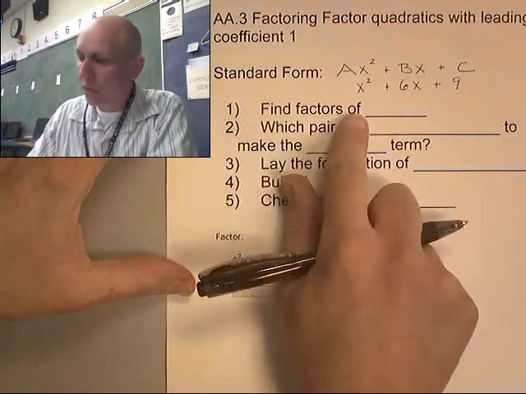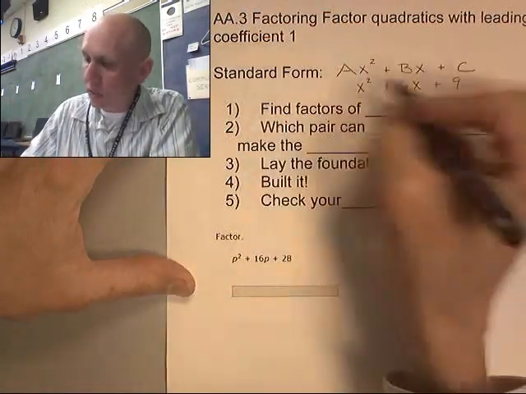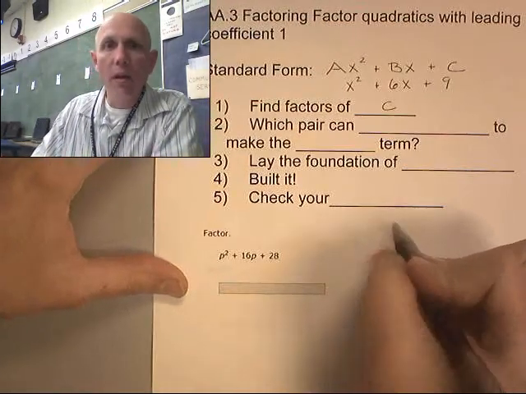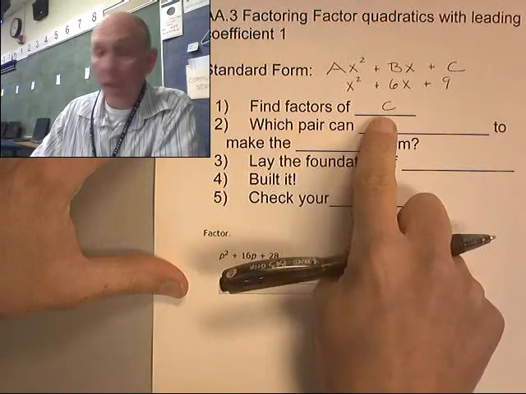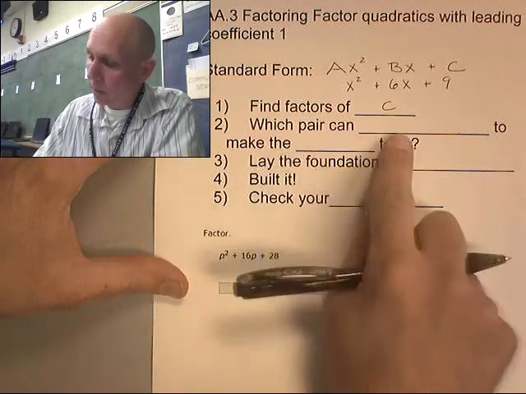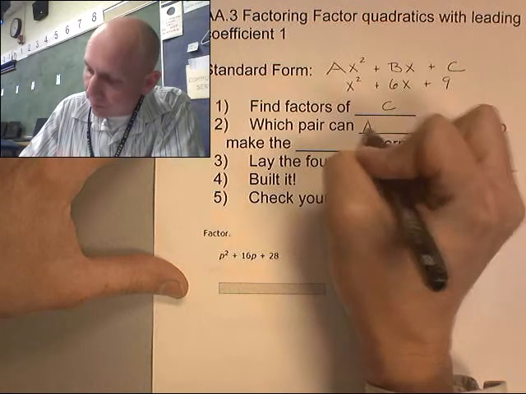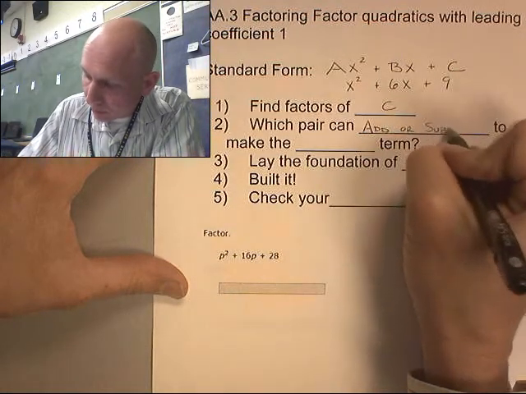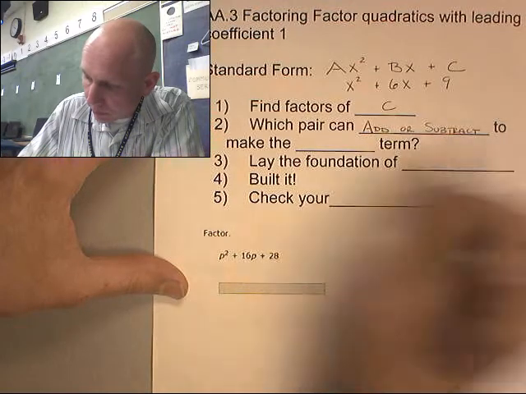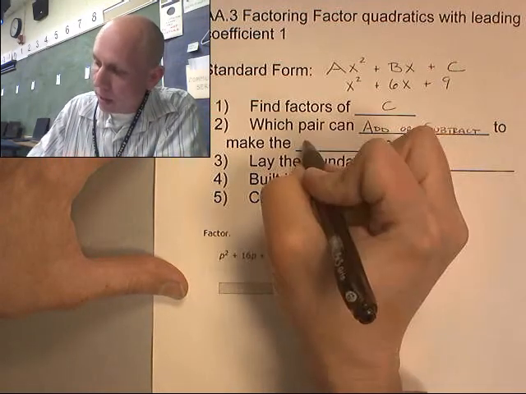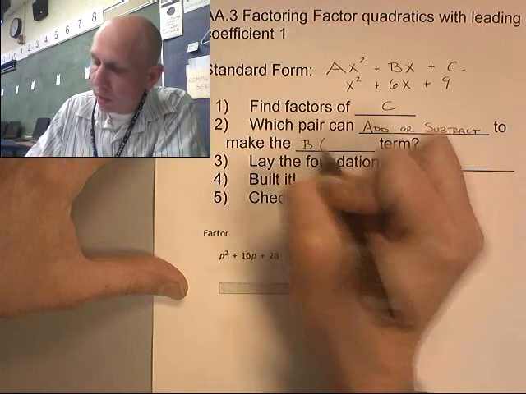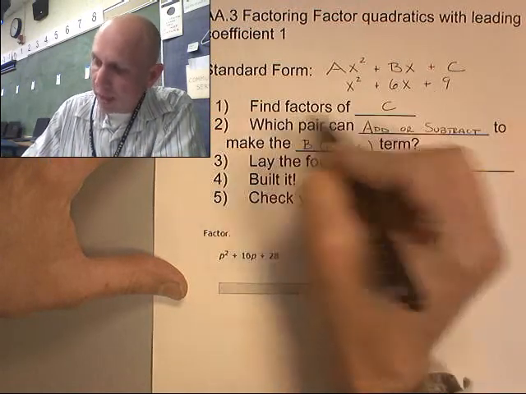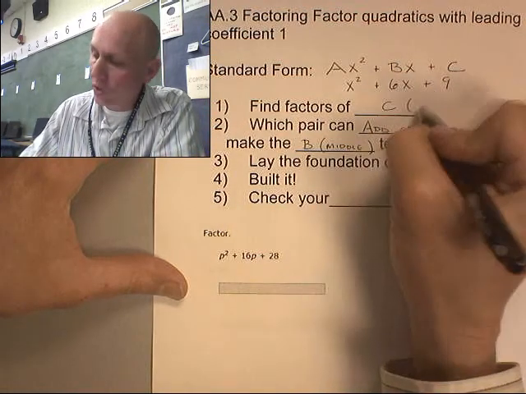Here's the method. We're going to be finding factors of the C term. Find factors of C. Then we ask ourselves, well, we're going to have lots of options there. Which pair can add or subtract to make the B term? Now let's call B also the middle term. And find factors of C. Let's call C the last term.